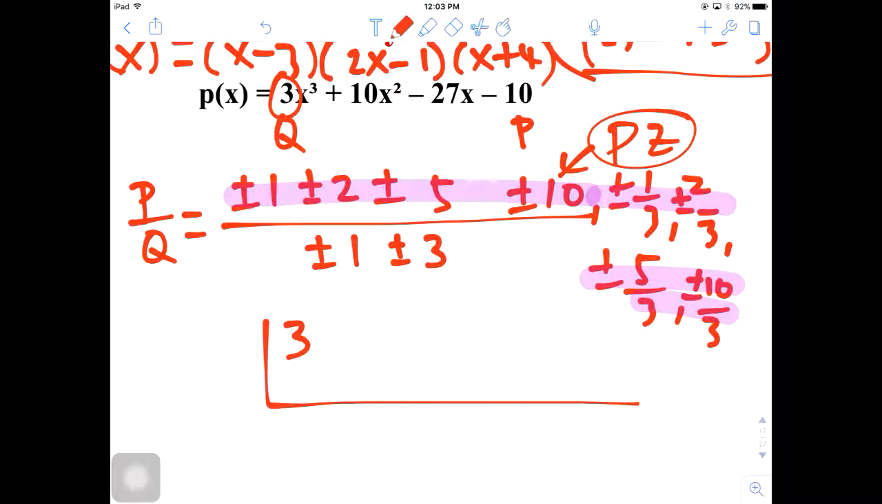3 times 2 is 6. 6 plus 10 is 16. 16 times 2 is 32. And combining it will be negative 5 times 2 will be, oh, sorry, it will be positive 5. And then multiplying that will be 10, and that gives us a 0. And we're going to reduce the answer by 1 degree. So it's 3x squared plus 16x plus 5. We're going to set that equal to 0 to finish solving it.